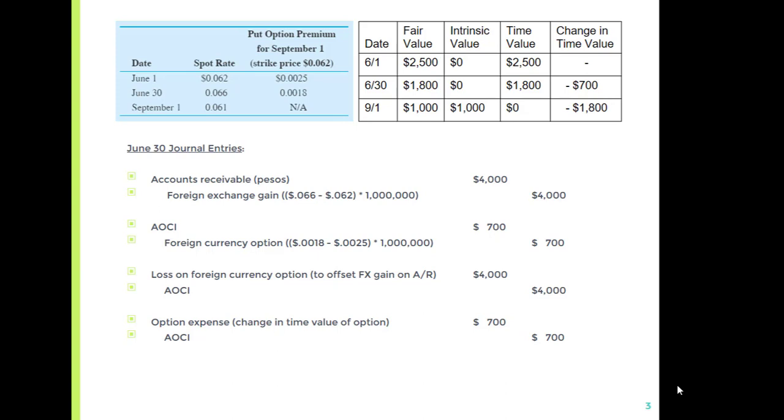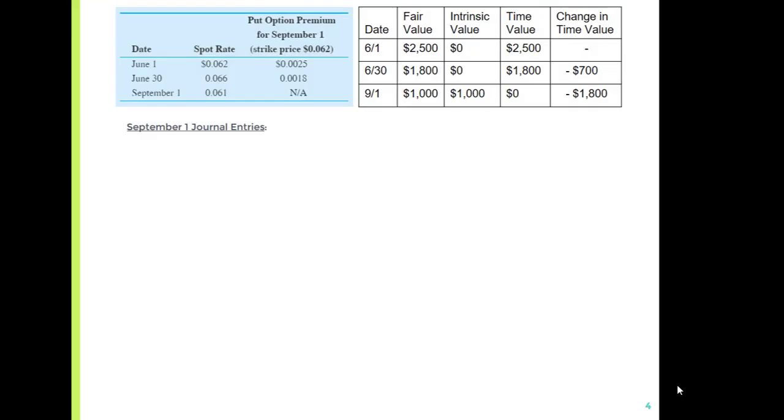That takes care of the journal entries for June 30. Now let's look at the journal entries for September 1st. On September 1st, the value of the account receivable declines by $0.005 per peso, as evidenced by that change in the spot rate from $0.066 per peso on June 30 to $0.061 per peso on September 1st. So we're going to debit foreign exchange loss for $5,000, and we credit accounts receivable by $5,000 to reflect the write-down in the value of the account receivable.